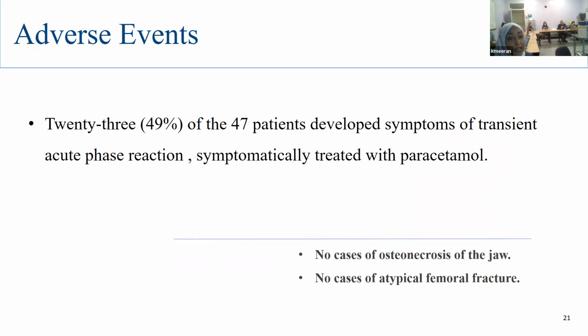23 patients of the study population developed symptoms of transient acute phase reaction following zolendronate, which was symptomatically treated. No cases of osteonecrosis of the jaw and no cases of atypical femoral fractures.